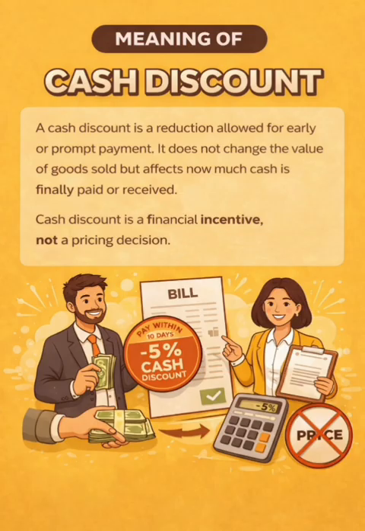Meaning of cash discount. A cash discount is a reduction allowed for early or prompt payment. It does not change the value of goods sold but affects how much cash is finally paid or received. Cash discount is a financial incentive, not a pricing decision.